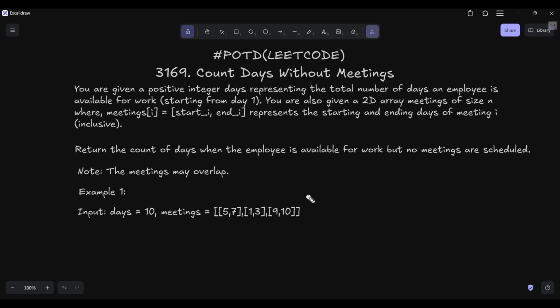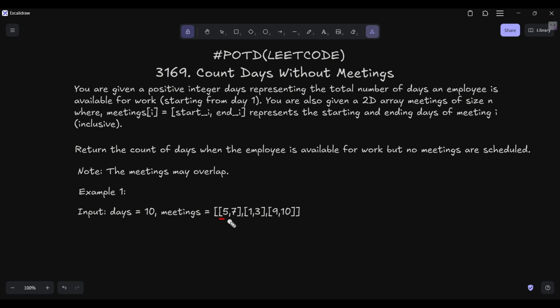What this question is saying is that in meetings, this 5 is the starting time and this 7 is the end time. So an employee has a total of 10 days to work. And here is the meeting for their days, like from 5th day to 7th day. He does meetings from 1st to 3rd and from 9th to 10th. These 5 and 7 are also included, so this is the start and this is the end day for a meeting.